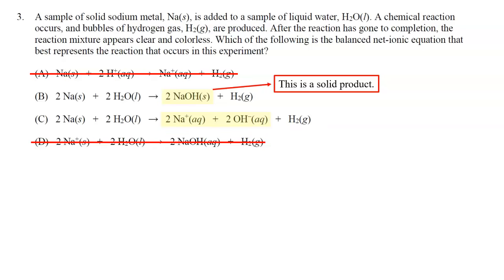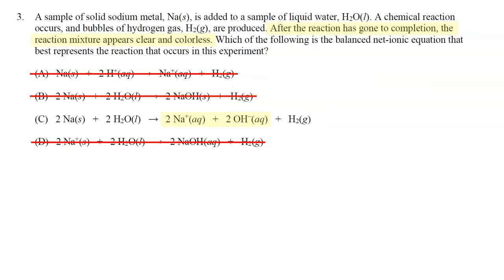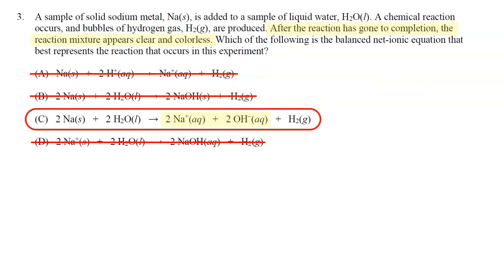So is a solid product produced in this experiment, or is it an aqueous solution? If we take a closer look at the description of this experiment, it says, after the reaction has gone to completion, the reaction mixture appears clear and colorless. So if the reaction mixture appears clear and colorless, that means that there would not be a solid product produced, so we can eliminate choice B. So the correct answer for number 3 is C.